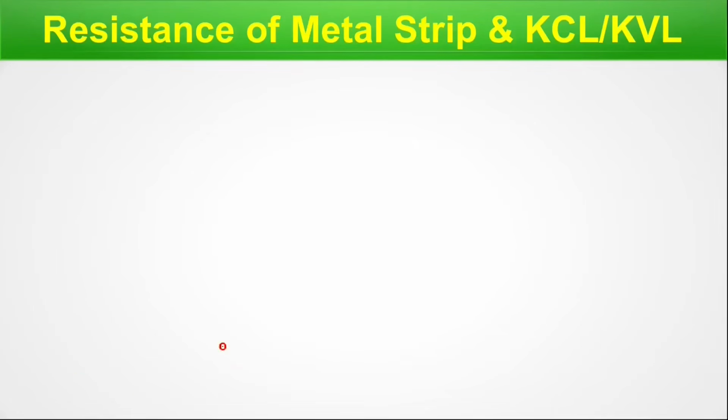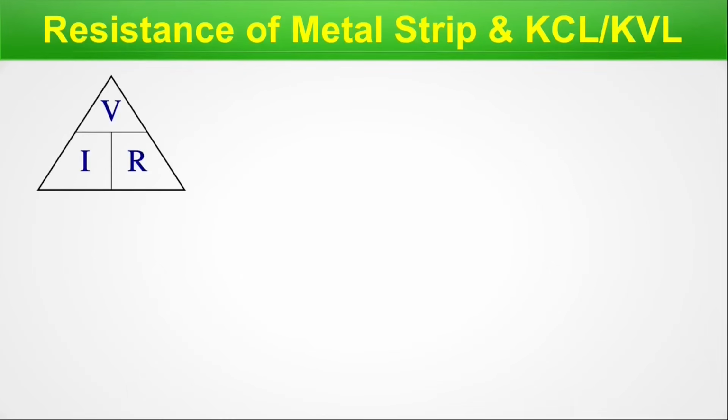Resistance of metal strip and KCL, KVL. Here in this slide, we'll look back and touch base on some of our fundamental concepts which will help you to understand the IR drop analysis and phenomena altogether. We have a very close relation of the current, resistance and voltage. That is I, R and V. You can see the triangle, and we can have several combinations with these three particular components in multiple expressions of a circuit.